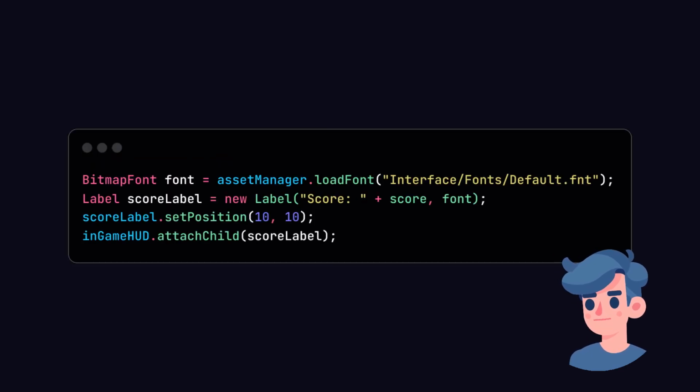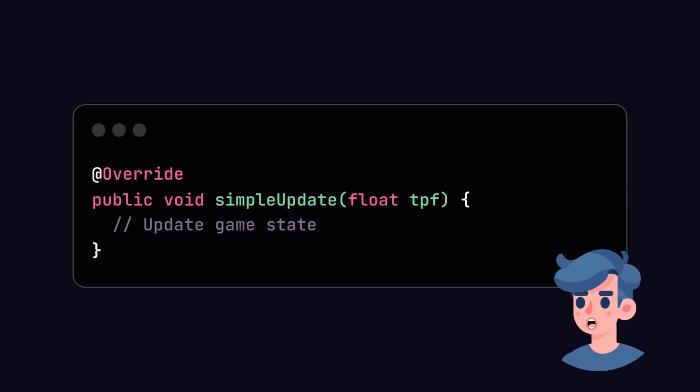Now we can add a HUD to display the player's score. JMonkey Engine provides a simple way to render text on the screen. Let's implement a game loop to continuously update the game state and render graphics. We'll also include conditions to check for win/lose states.